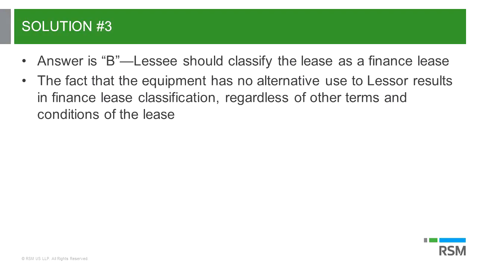So the correct answer is B. Lessee should classify the lease as a finance lease. The fact that the equipment has no alternative use to lessor results in finance lease classification regardless of other terms and conditions of the lease. So again, if any of those 5 criteria on the previous slide are met, finance is your answer.